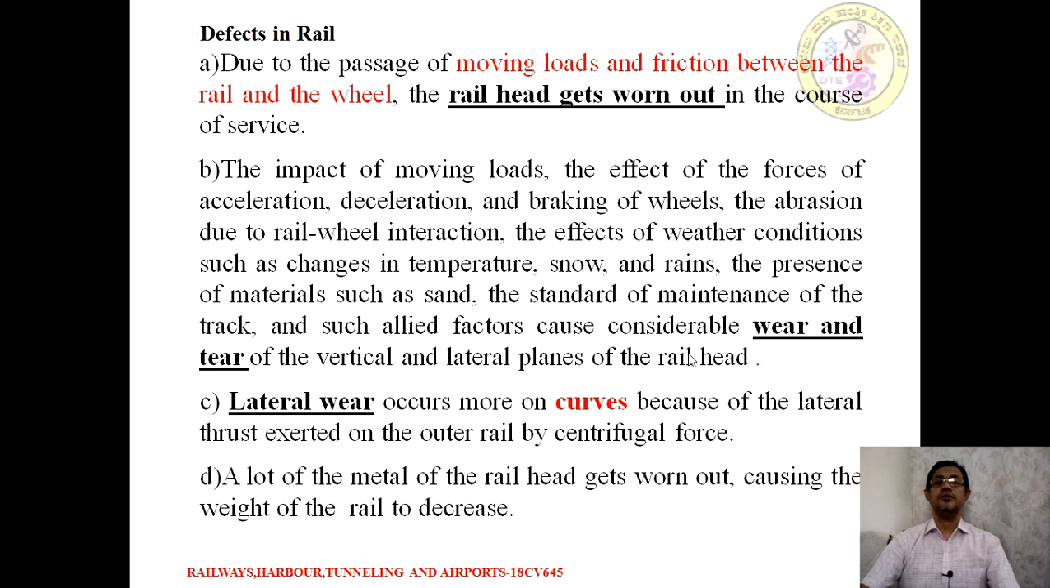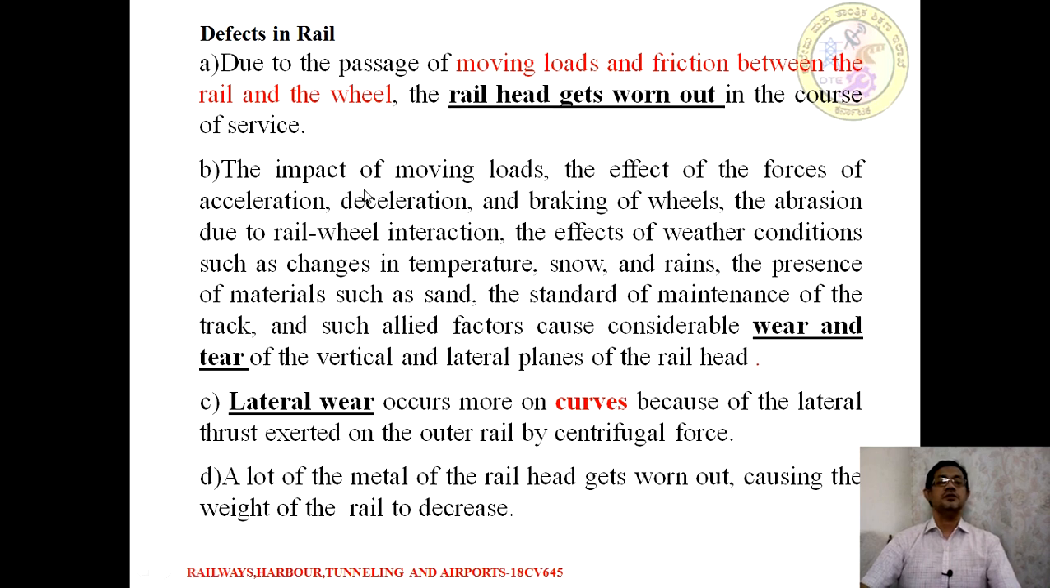There are different types of defects we can find. Due to the passage of a moving wheel load, the friction between the rail and the wheel causes the rail head to get worn out. This is a defect of a rail which occurs in the due course of its service.